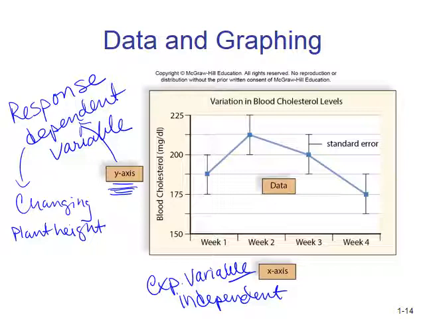So this is showing you a standard graph. It's showing you that they looked at blood cholesterol levels. So they looked at how blood cholesterol changed over time in individuals. So maybe they gave them a drug and they were testing how their blood cholesterol changed over time when they were on the drug. So the independent variable was the drug treatment, and that goes on the x-axis. The response or dependent variable is how the patient's blood cholesterol levels changed over time.